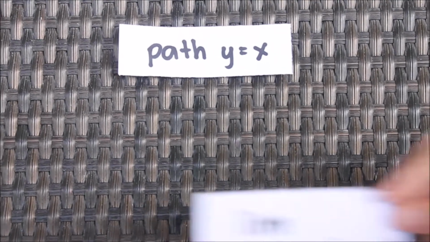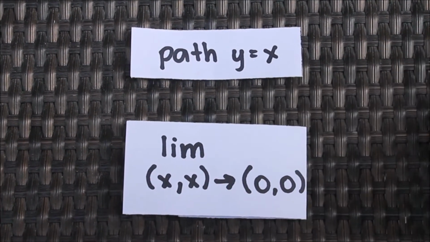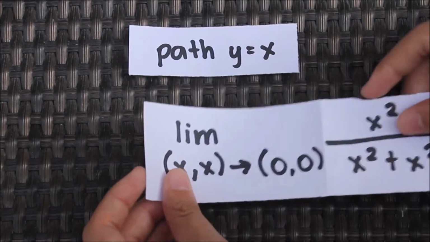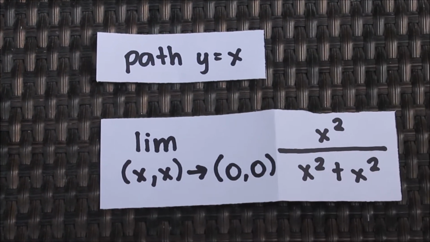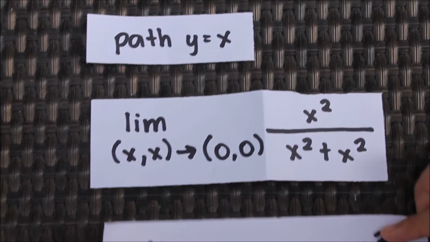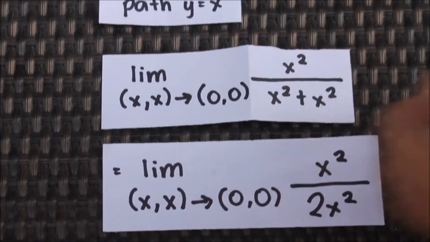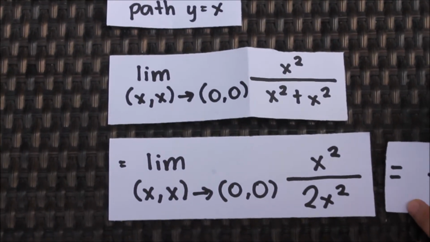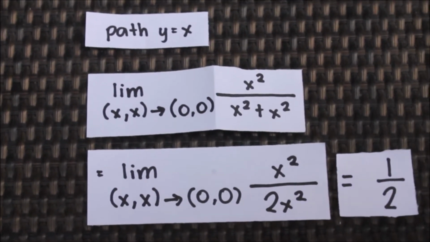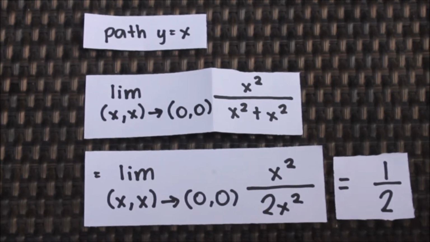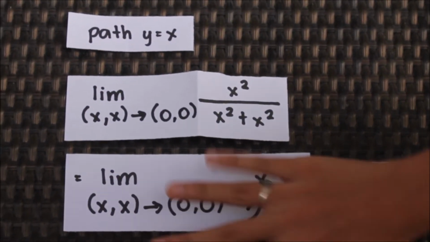If y is equal to x, we can rewrite this limit as a limit as x approaches 0. So this would become x times x, or x squared, all over x squared plus x squared. Now, by simplifying this, we get x squared over 2x squared, which is equal to positive 1/2.